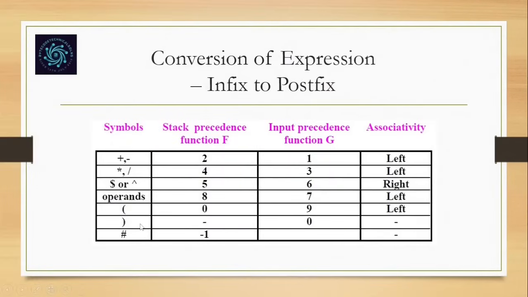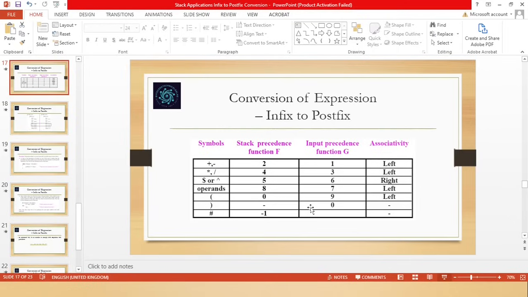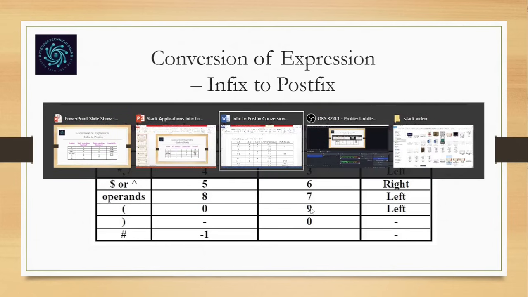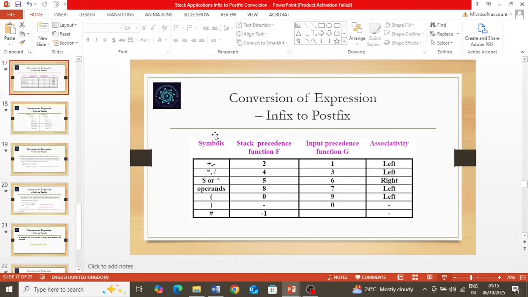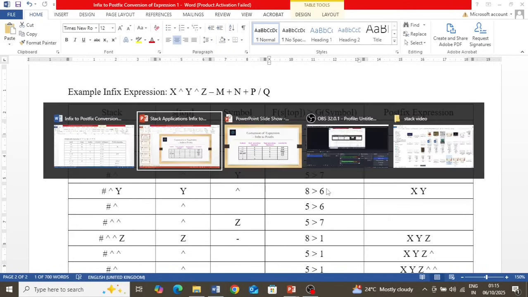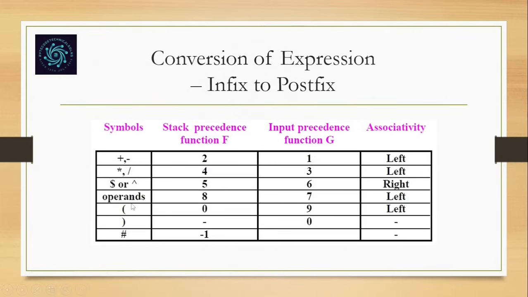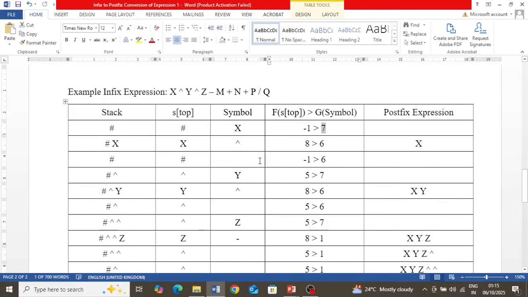The hash value in the f function is -1, and the operand in the function g is 7. So here also we have kept the same. Hash value is -1. Is -1 greater than 7? No. Hence push the symbol x into the stack body.